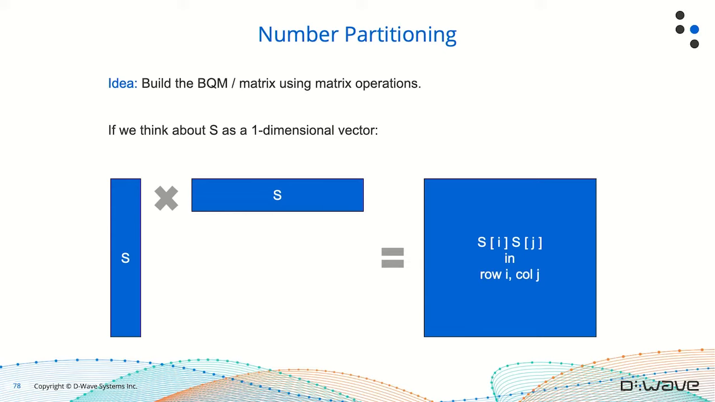And now going back to your high school math where you did your matrix multiplication and everything, if I multiply these two vectors out, I'm going to get a matrix that's n by n, where in row I, column J, I'm going to have SI times SJ. And so in this way, I can really get my hands on that quadratic coefficient.